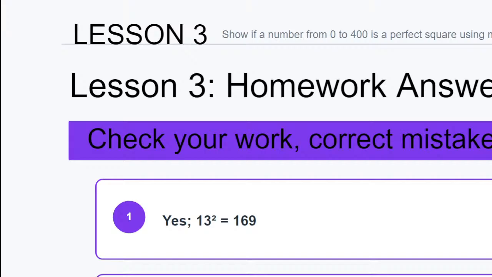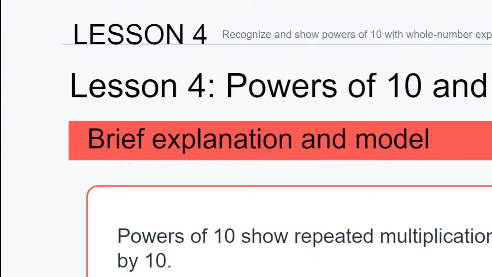The answers. Number 1 is yes. 13 squared is 169. Number 2, no. 13 squared equals 169. 14 squared equals 196. Number 3, yes. 18 squared is equal to 324. The square root is 18. Number 4, 19 squared is 361 and 20 squared is 400.